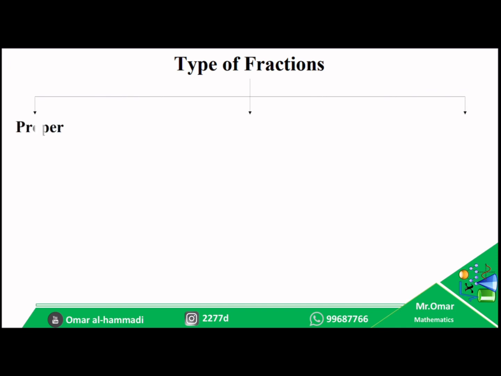First of all, it's the proper fraction. What do you mean by proper? It's كسر اعتيادي. This is a proper fraction. For example, 2 over 3, 3 over 4. We say it's a proper fraction when the numerator is less than the denominator. البسط أصغر من المقام.